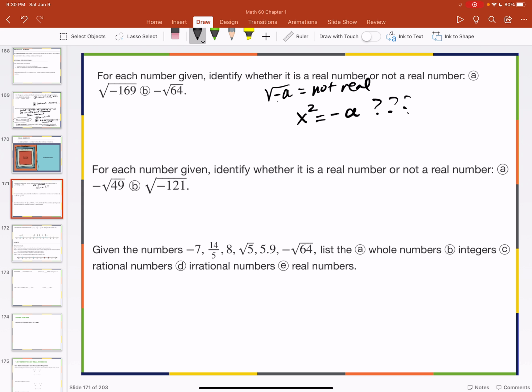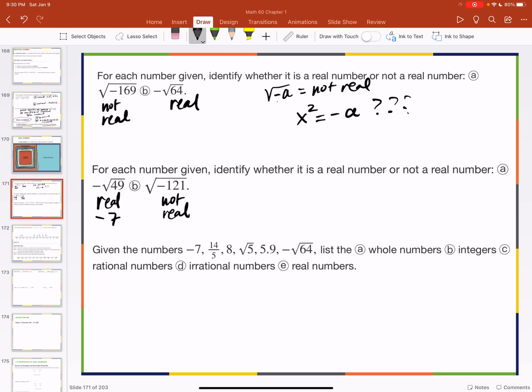So for this one, A is not real. And then this would be real, okay? So for this one, this would be real because it's -7. And then this one is not real. And later on, we'll talk about why.